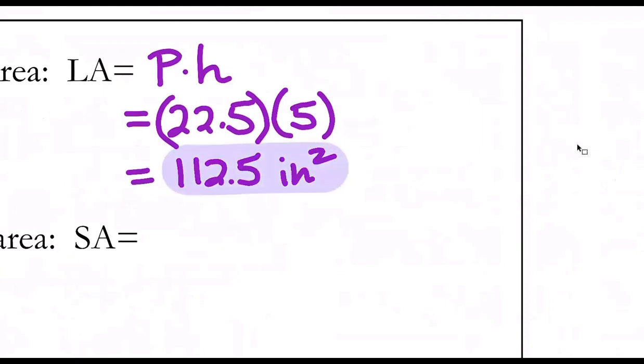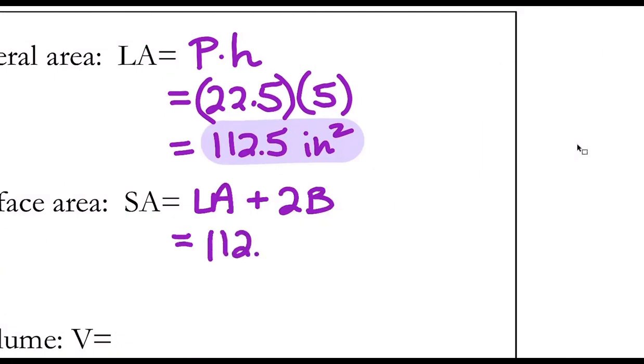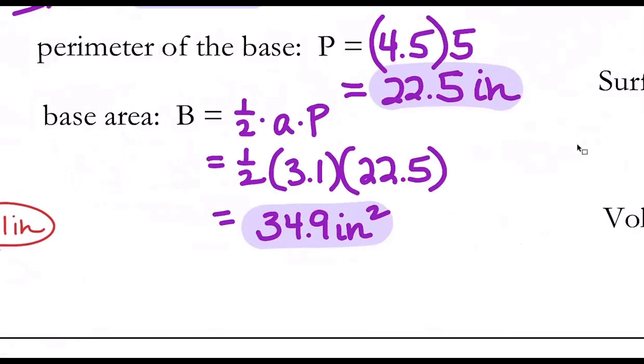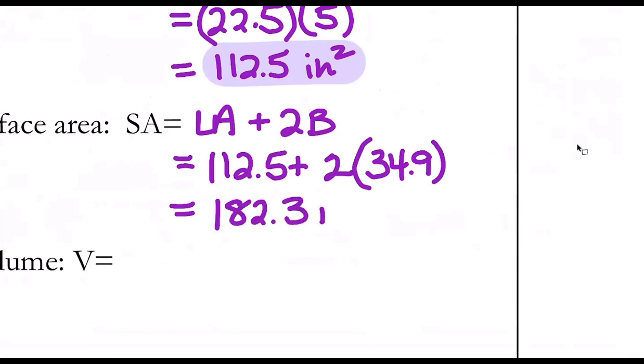All right, total surface area. Total surface area is just the lateral area plus the two base areas. So from the previous step there, 112.5, we're going to add on two base areas. We already know the base area. One base is 34.9, so that means we need two 34.9s. Okay, multiply by 2, add 112.5, 182.3 inches squared.